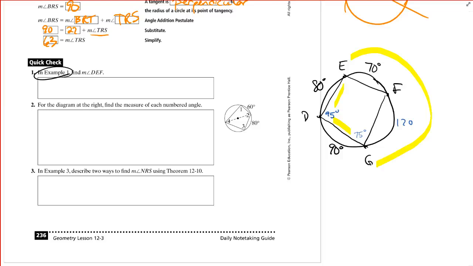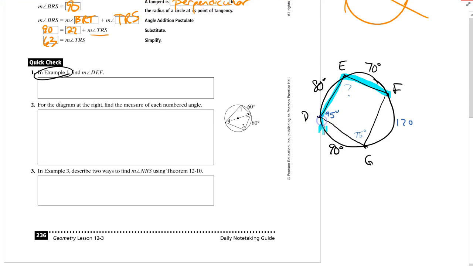Now, we're finally ready to find the angle, which is right here, DEF. So how big is this angle? Well, look at that. We've got an angle with its vertex on the circumference, which means that whatever the angle is, it'll be half of the arc that we're intercepting. Where's the arc that we're intercepting? Right here.